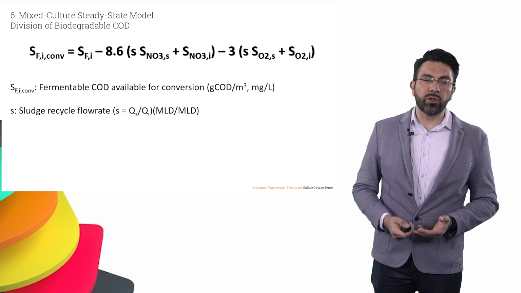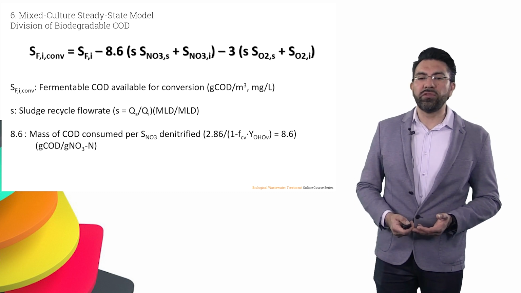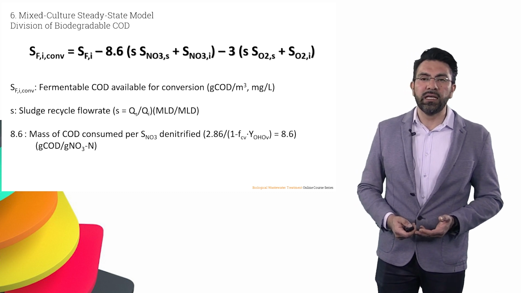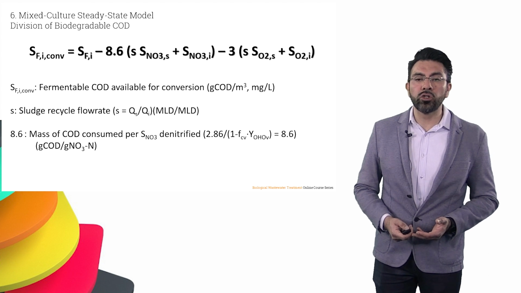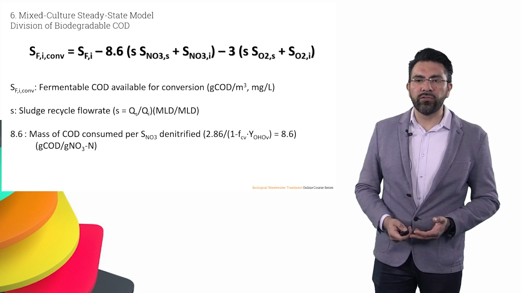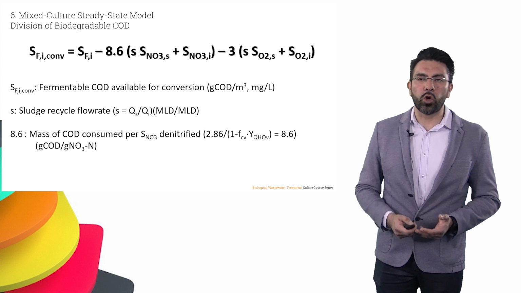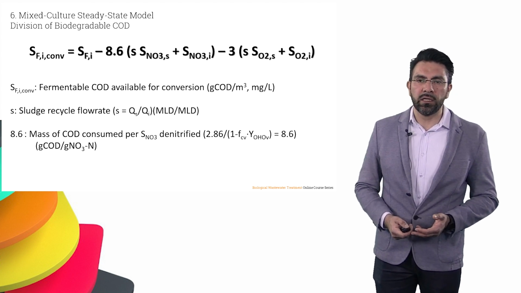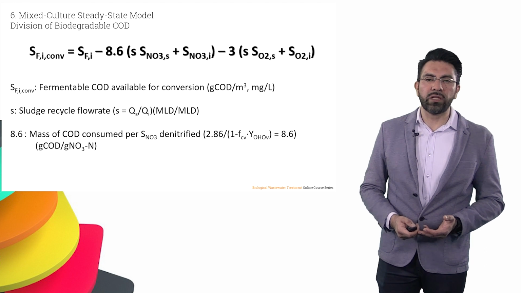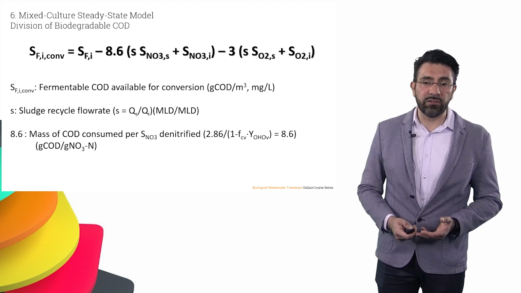We need to take, as you can see in the equation, sludge recycle flow rates into account. And these coefficients, 1.86 and 3, are based on the actual concentrations of consumption of COD, which depends on whether nitrate or oxygen are utilized. The 8.6 is therefore the amount of COD consumed per concentration of nitrate denitrified.